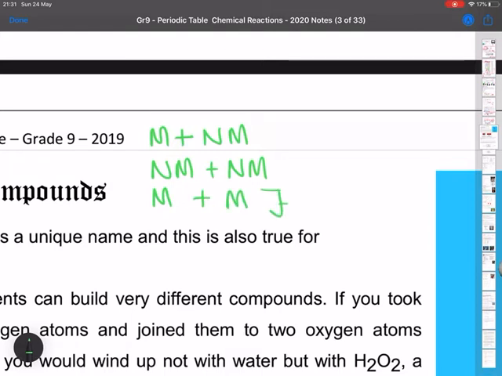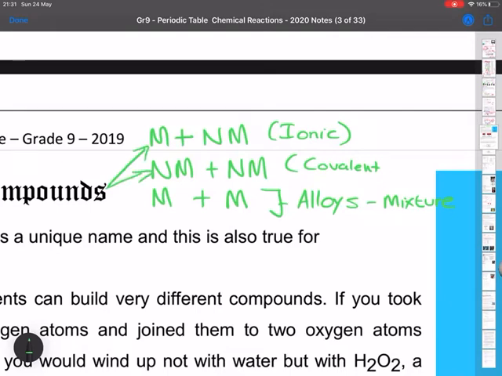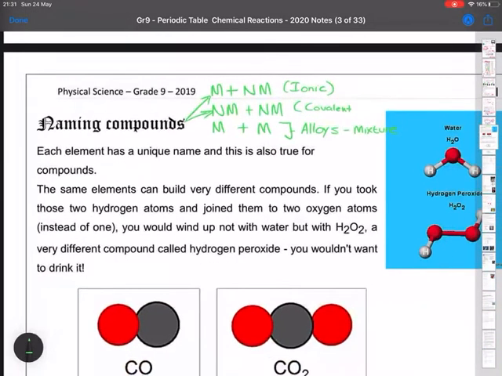Those we call alloys. And they're not really compounds, they're actually mixtures. Mixture of metals. Melt two metals together, and when they cool and solidify, the new product that you form is actually just a mixture of metals. The metal and the non-metal, we call that ionic. And a non-metal and a non-metal, we call that covalent. Okay, so those are the two cases that you're going to be dealing with this year, ionic and covalent.